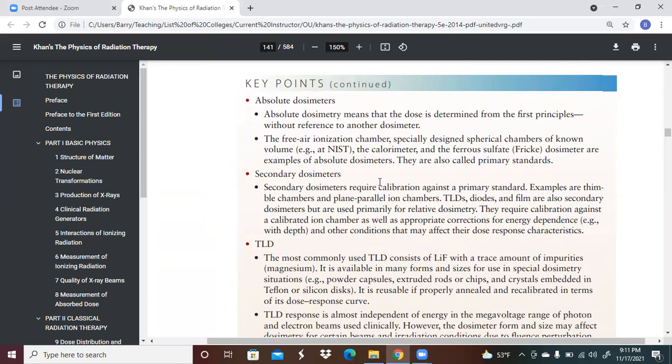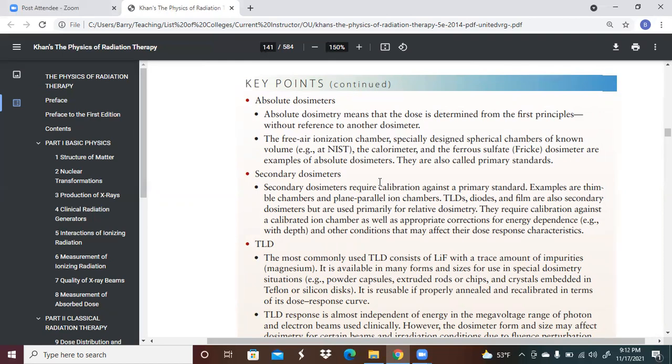Well, we have absolute dosimeters, and absolute dosimetry means that the dose is going to be determined from first principles without reference to another dosimeter. It's not relative to what anybody else says. It is going to be relative to the conditions under which we measure something, and knowing enough about that particular method of measurement to be able to say, okay, this can compute what it is absolutely, and we don't have to depend on any other device to say that this is what the exposure or dose measurement is going to be, period.